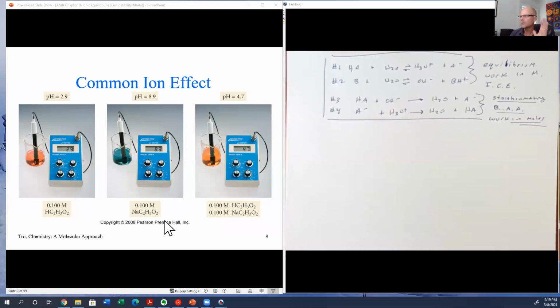Okay, so all right, so now let's see what happens in a buffer. All right, so in a buffer, here we have a solution that's not a buffer. This is just 0.1 molar acetic acid. How do we find the pH of a 0.1 molar acetic acid solution? What kind of problem do we work?